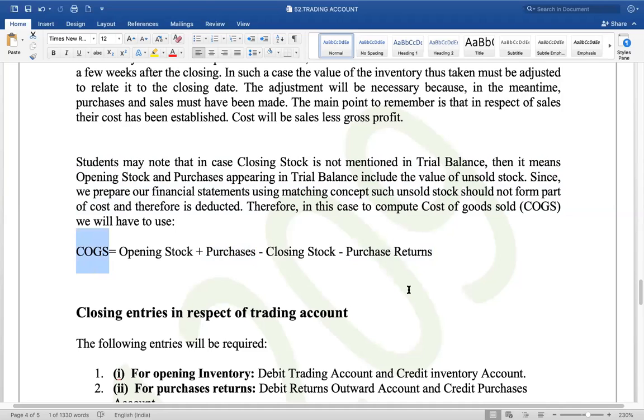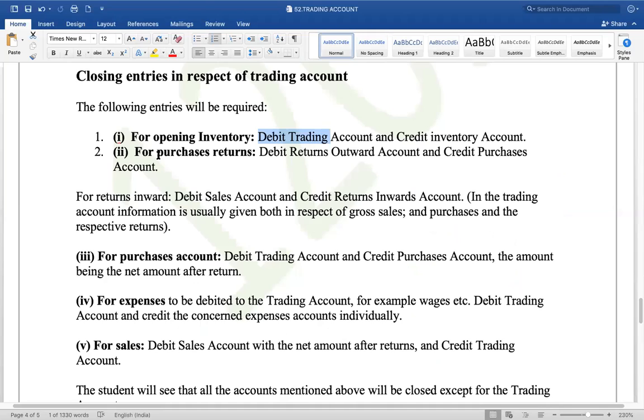Okay, so yeah, closing entries in respect of trading account. For opening inventory, debit the trading account. For purchases, debit returns outwards and credit purchases account. Right? Then for purchase account, debit trading account. For expenses, debit trading account. Sales, debit sales account.